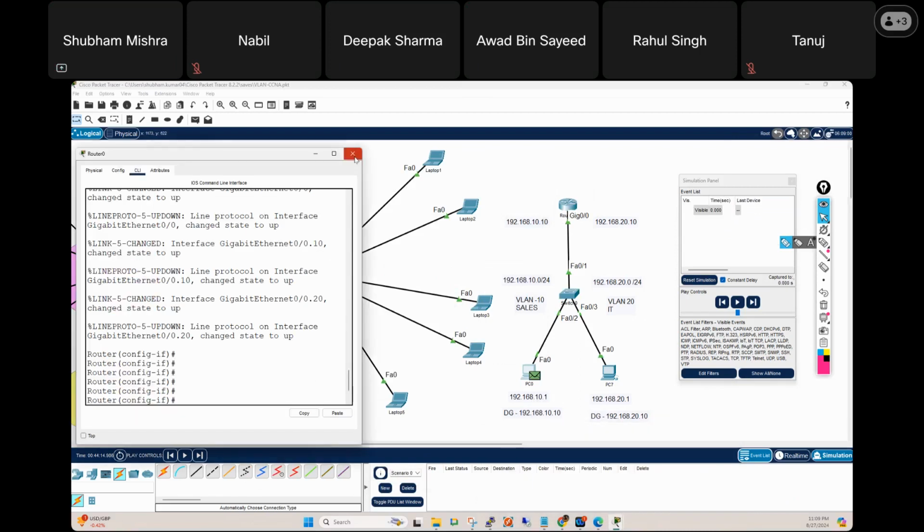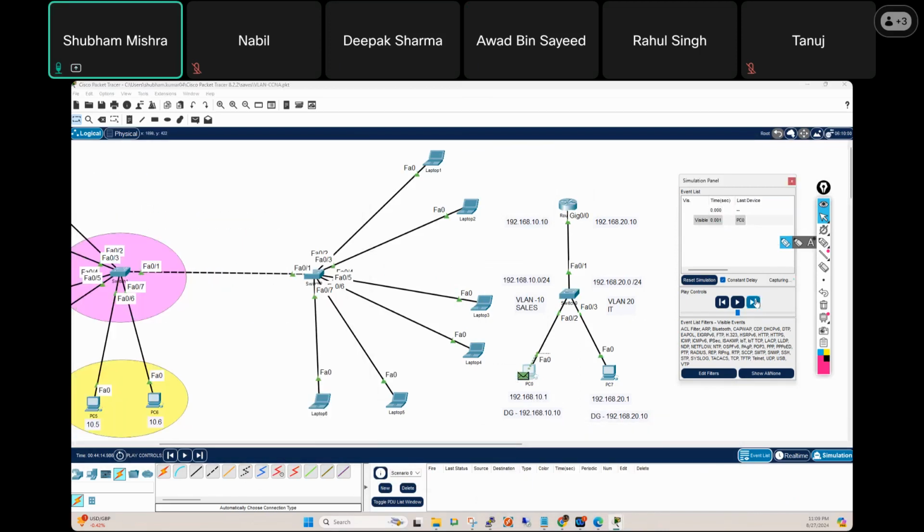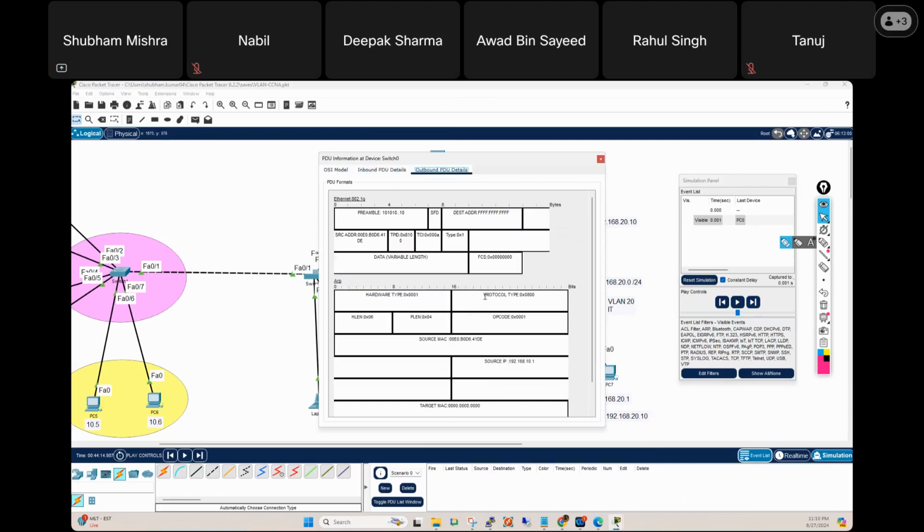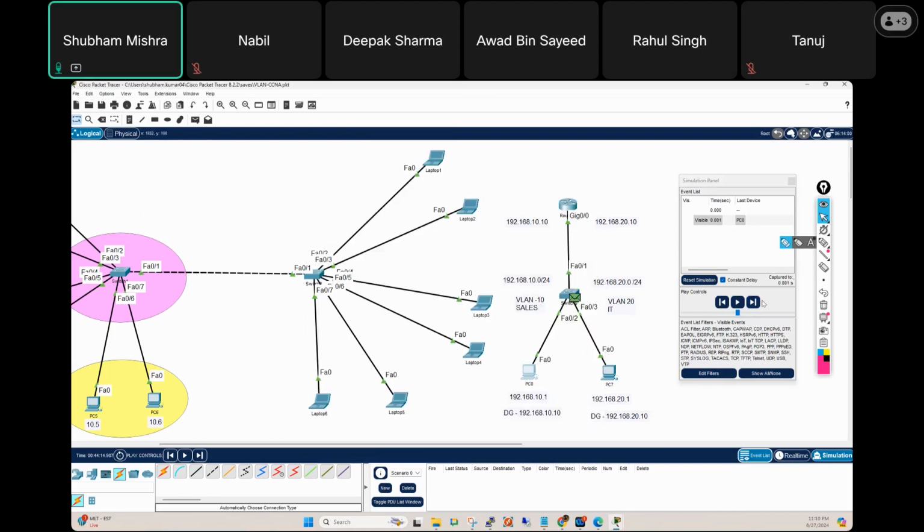I close it. What is this? ARP. Okay, the packet reaches here. Now what will the router do, guys? What happened? Reply. Just now, the router will reply.